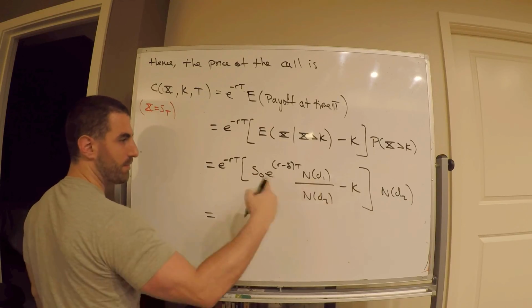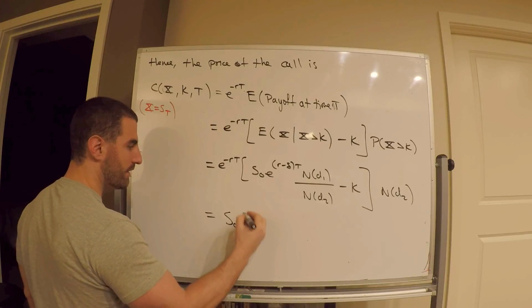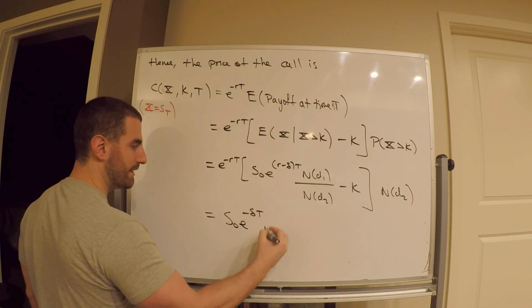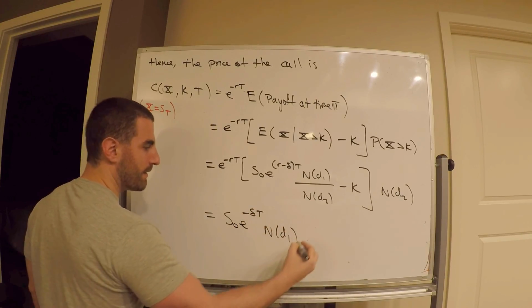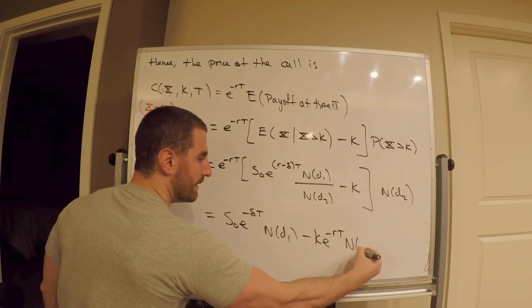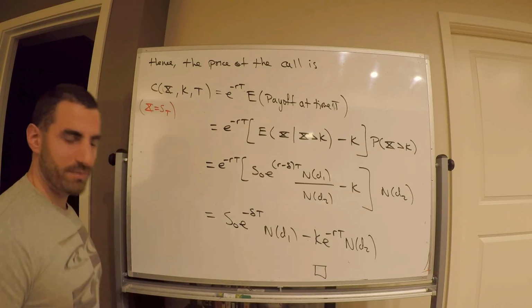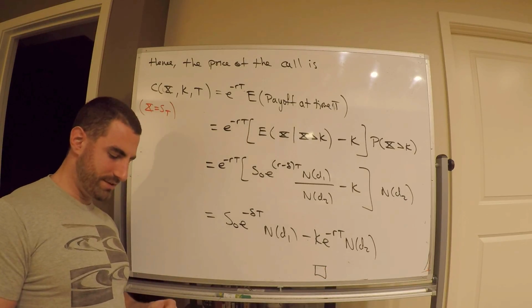Distribute both of those. This is exactly right. This is S0 e to the negative delta T n of d1 minus K e to the negative rT n of d2. Black-Scholes formula proof is complete.